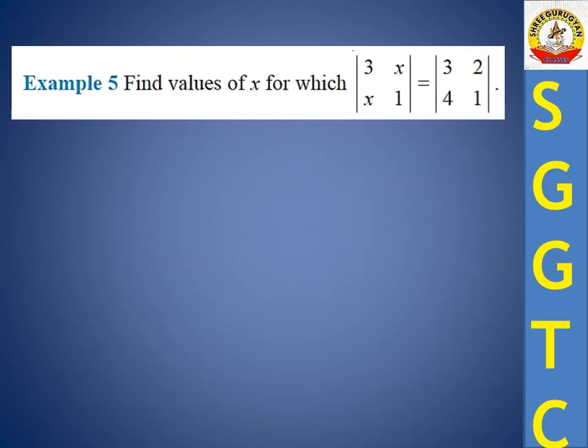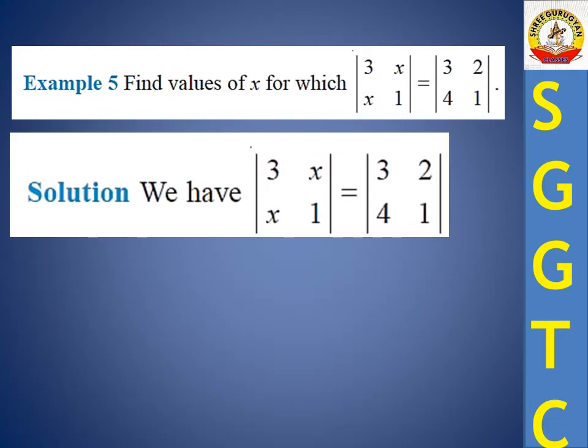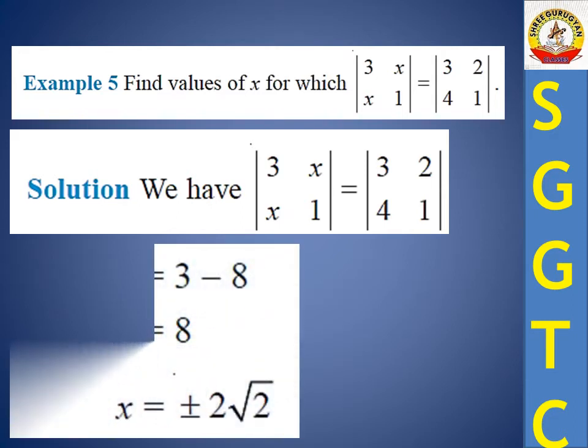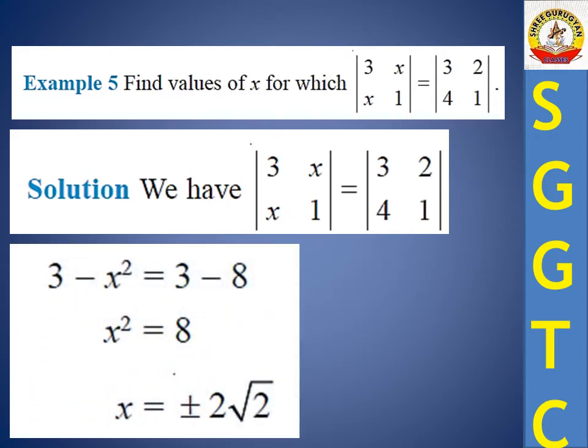Example 5. Find the values of x for which both determinants are in equal positions. See students, here equal positions means the left hand side answer and the right hand side answer both take equal values. So very easy. Apply the same rule: the determinant |3x x; 1 x| is equal to |3 2; 4 1|.